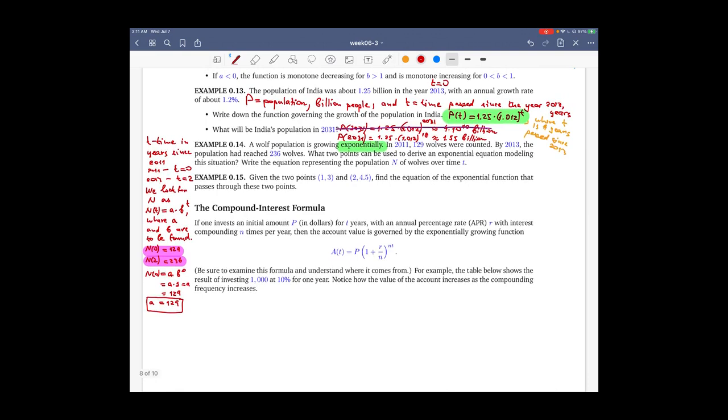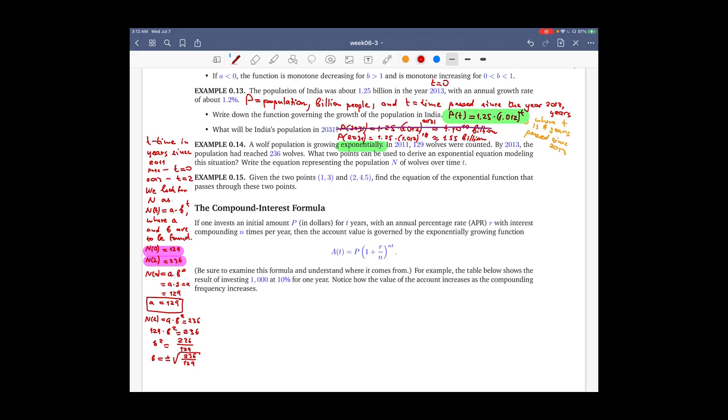On the other hand, n at 2 equals a times b to the power 2, and that's 236. A we know is 129, so 129 times b squared equals 236. From here, b squared is 236 over 129, and then b is plus minus square root 236 over 129.